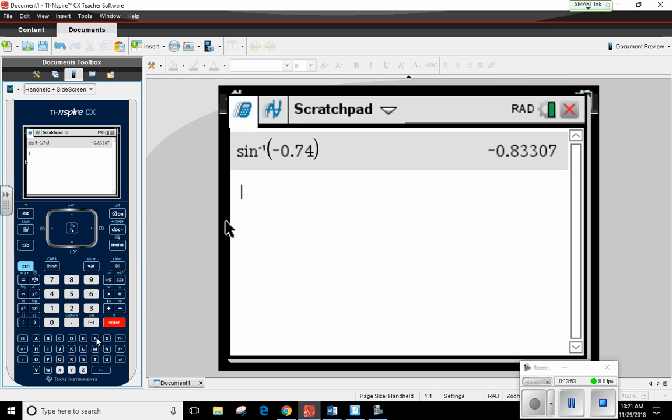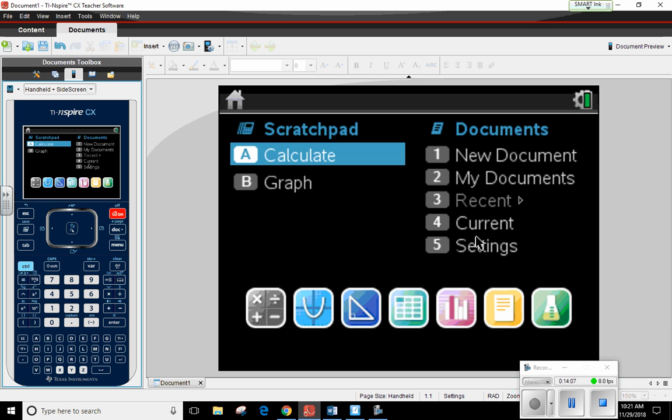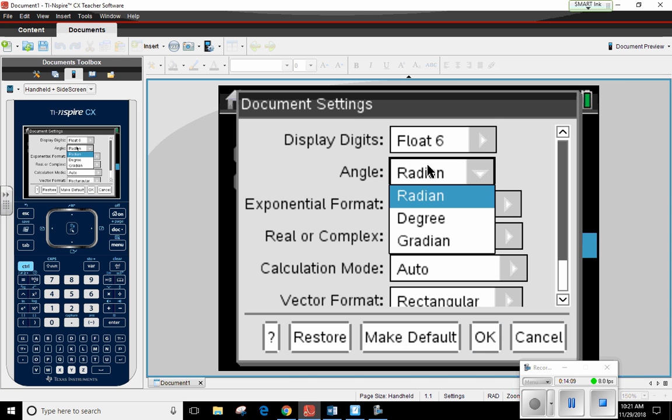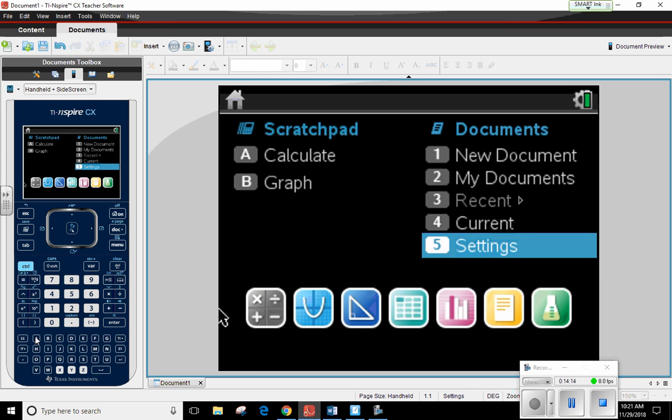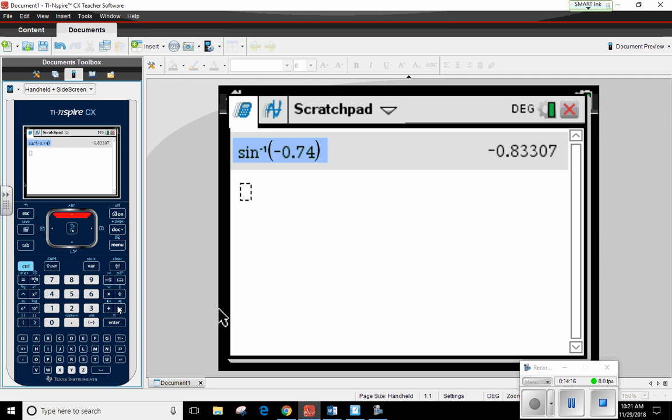So my answer's got to be negative 0.83, because it won in 2 places, right? Okay. Now let's say, again, just like when I was speaking to Connor, you didn't change the mode on your calculator. In fact, let me go back. Okay, so I'm going to go back. I'm going to change this to degrees again. Again, always click make default. Okay. So now let's type in the exact same expression. See, because my calculator is in degrees, it's giving me my answer in degrees. All right. So you don't have to change the mode.